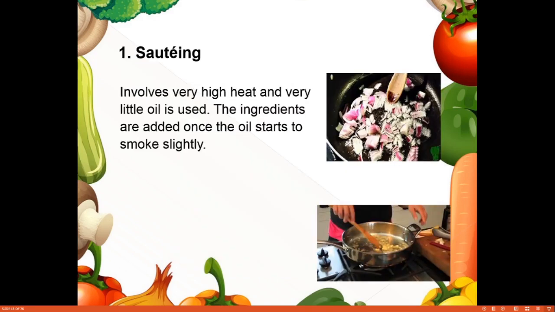Number 1, sauteing. Again, sauteing involves very high heat and very little oil is used. The ingredients are added once the oil starts to smoke slightly. So again, when you say sauteing, only less oil is needed because the high heat prevents moisture from escaping as well as being safer from oil splattering and potentially causing a fire.